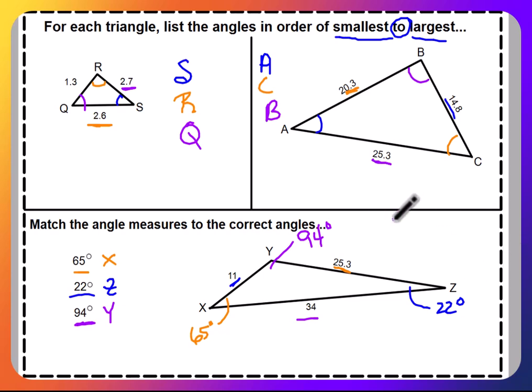Okay, let's see how you did. For this second example up here, smallest to largest, the smallest would be angle A, then C, and the largest would be angle B. How'd you do? If you need to, take a look. I color-coded it for you so you could see which sides match each angle. Make sure you're doing opposites, right? And then for the last one, I've actually put the angle measures in here as well. So 65 degrees is the measure of angle X. 22 degrees is the measure of angle Z because it's opposite the smallest side. And then angle Y measures 94 degrees because it's opposite the largest or the longest side.